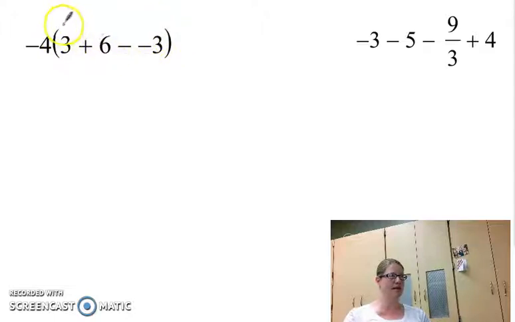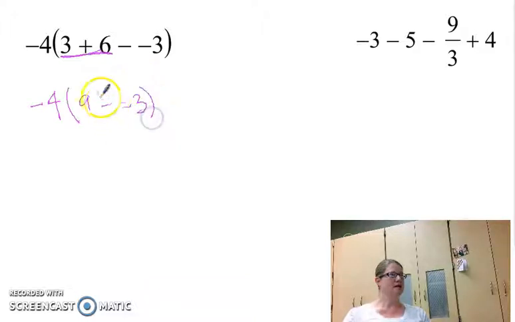So the first thing I'm going to do here is add the 3 and the 6 together. So 3 plus 6 is 9. So I'm going to keep everything else in the expression the same. I'm going to keep the negative 4 out in front of the parentheses. Here I'm just adding 3 plus 6 together to get 9. And then I have minus negative 3. Alright, so now again, I still have my parentheses here. I'm still working inside the parentheses, and I'm going to do this 9 minus negative 3 next. So again, I'll rewrite the problem.